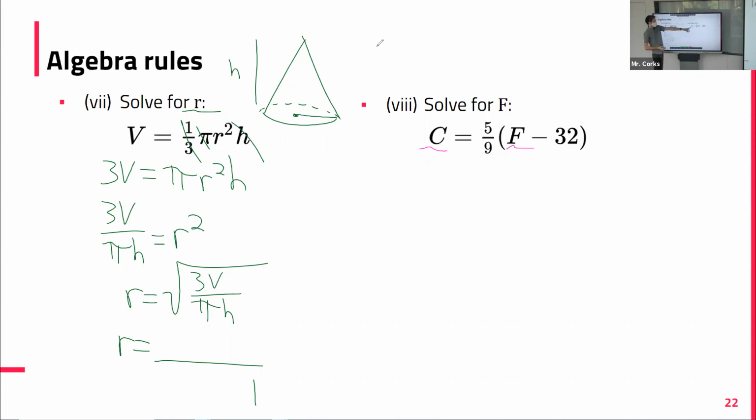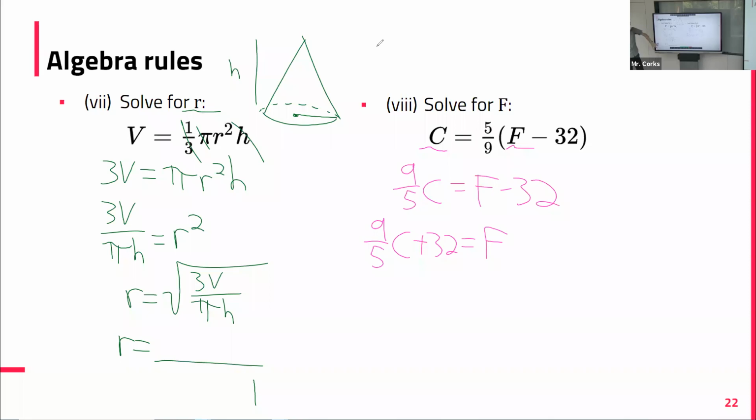Move 5/9 to the left, so it becomes 9/5c. So we could expand, but that's not necessary here. We can just divide by 5/9 or multiply by 9/5. So 9/5c equals f minus 32. And then move -32 to the left, so it becomes 9/5c plus 32 equals f. So 9/5c plus 32 equals f. And then this formula will convert from Celsius to Fahrenheit.